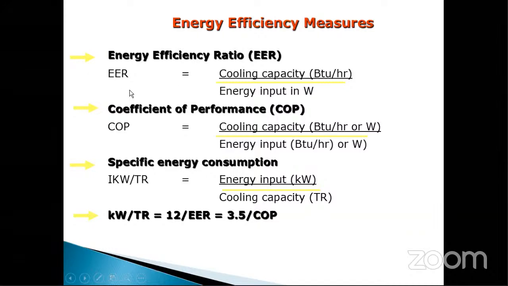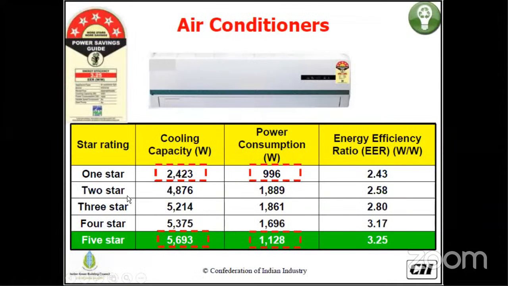Generally, for smaller air conditioners like split AC, we use EER as a unit, and for bigger air conditioners like chiller, we use COP as a unit to measure the efficiency. For example, you can see here we got different star rated air conditioners 1, 2, 3, 4, and 5. You will find EER of a 5-star AC is higher. That means the unit is efficient. So EER is the cooling capacity by the power input. For 1-star AC, it's around 2.43. So while selecting an air conditioner, we need to check the EER or COP and select the one which is better.